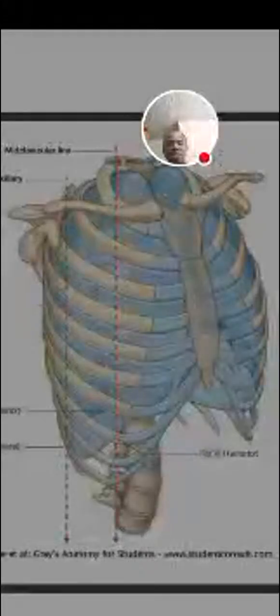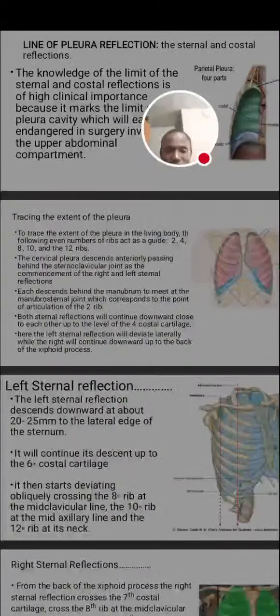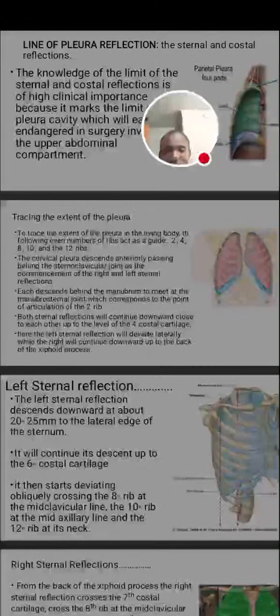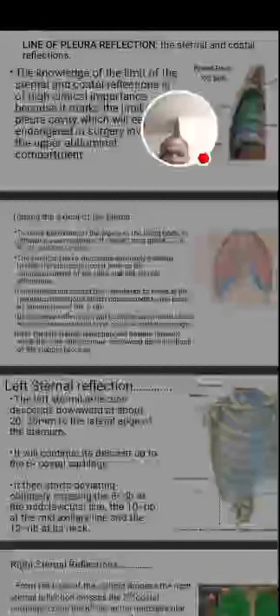See, there's a deviation by the left. Then the right one continues to descend up to the 6th costal cartilage. It then starts deviating obliquely, crossing the 8th rib at the mid clavicular, you see it now, the 10th rib at the mid axillary, and the 12th rib at the back. Now we continue. You can see the right one.